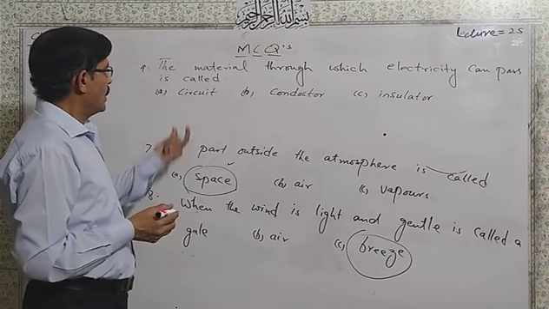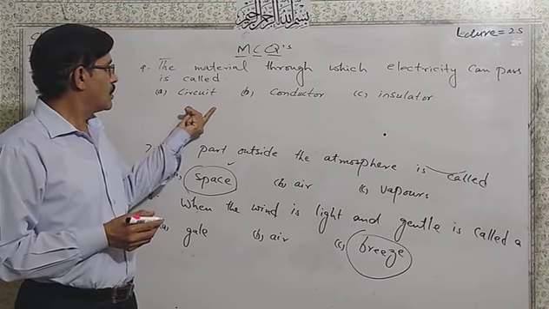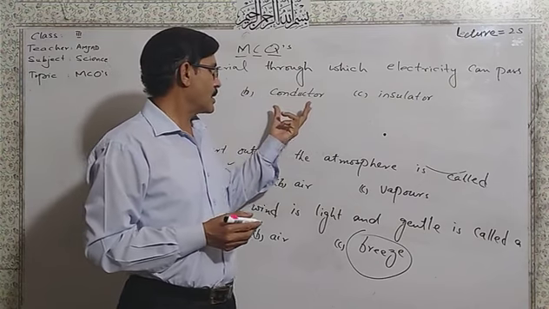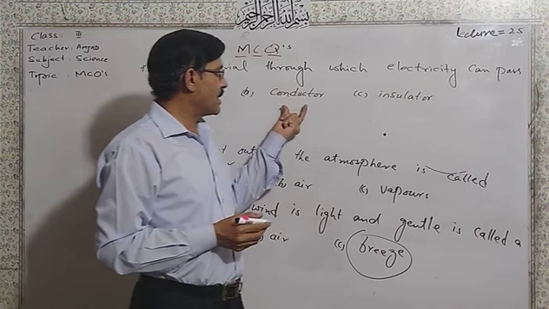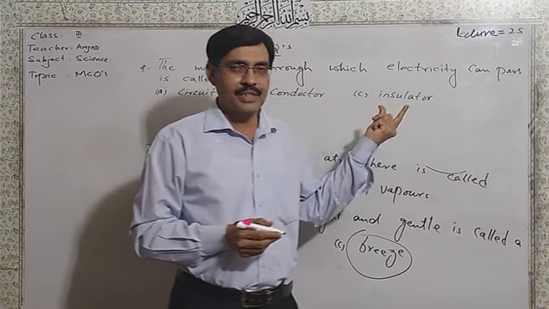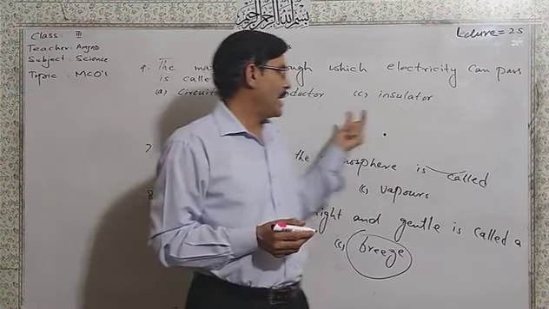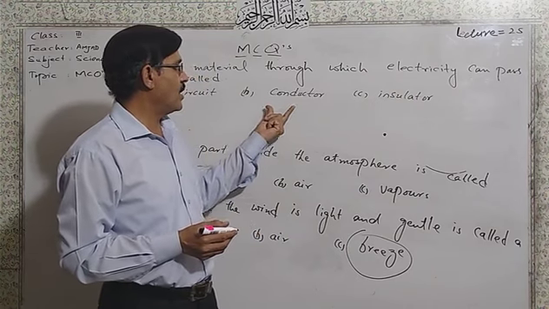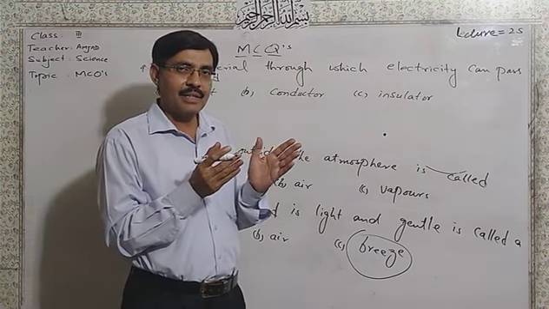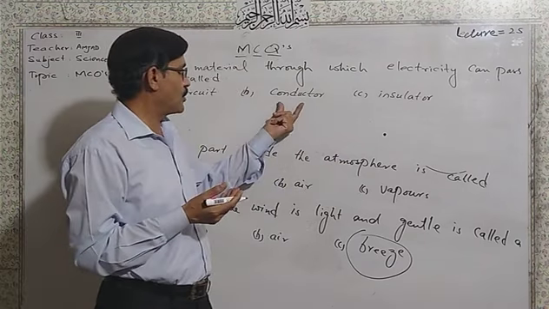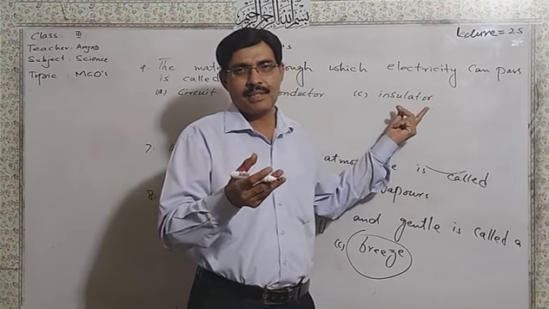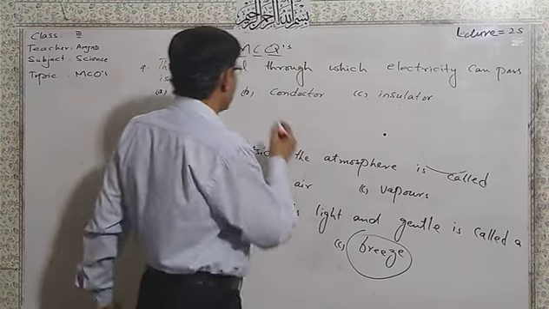Look at this one. In this chapter, we came to know about two kinds of materials, conductor and insulator. Insulators are materials through which electricity cannot pass. And conductors are materials through which electricity can pass easily, like water, air, steel, anything made of steel. Insulators cannot let electricity pass through, like plastic, rubber, wood. Here, this is the correct answer.